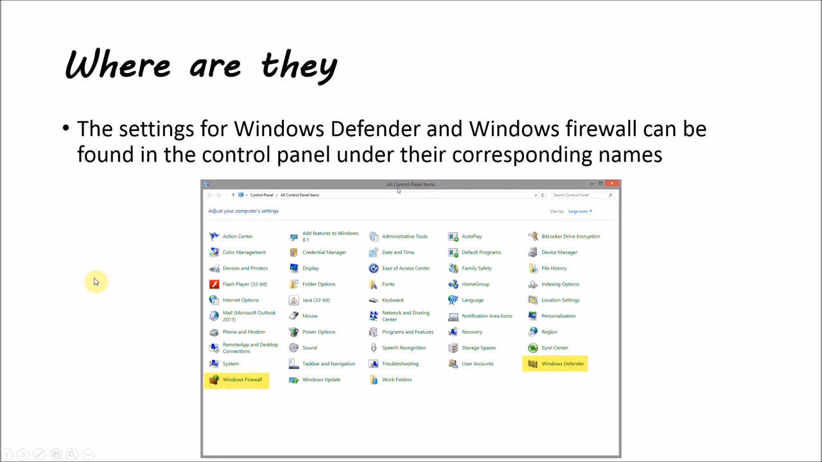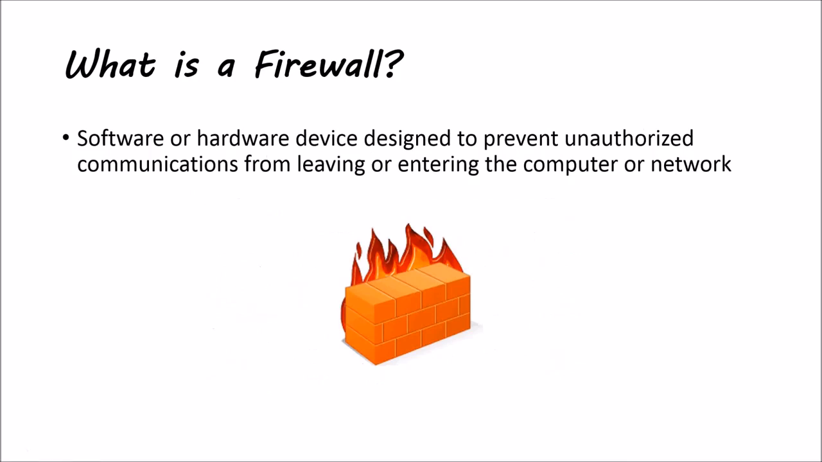So, before we begin, what is a firewall? Well, a firewall is software or hardware device designed to prevent unauthorized communications from leaving or entering the computer or network. So there's certain types of computer communications that aren't necessary for everyday use. A lot of them are used for more enterprise type things. A lot of them are just old and not used anymore, but they can be used to hack your computer.